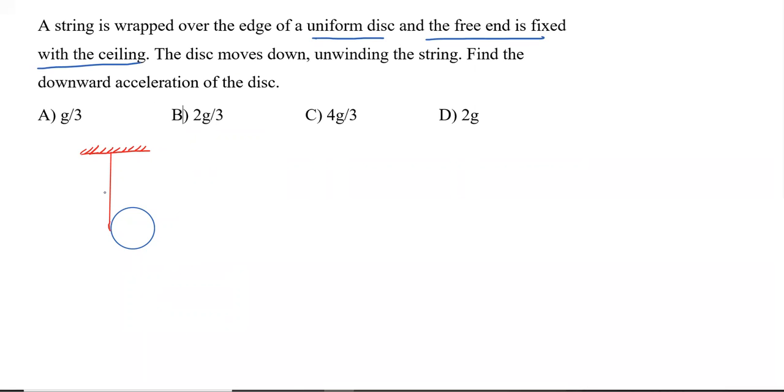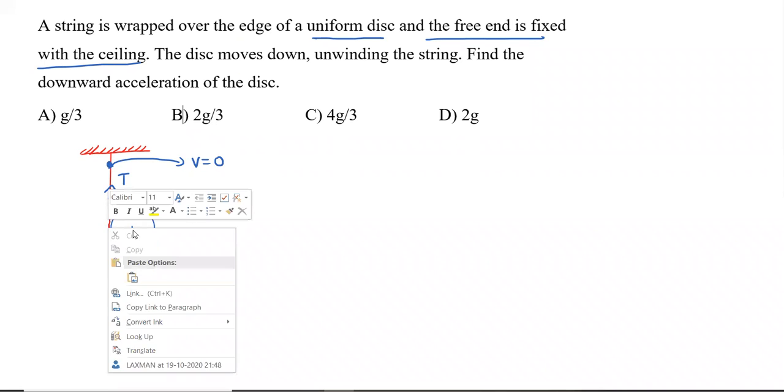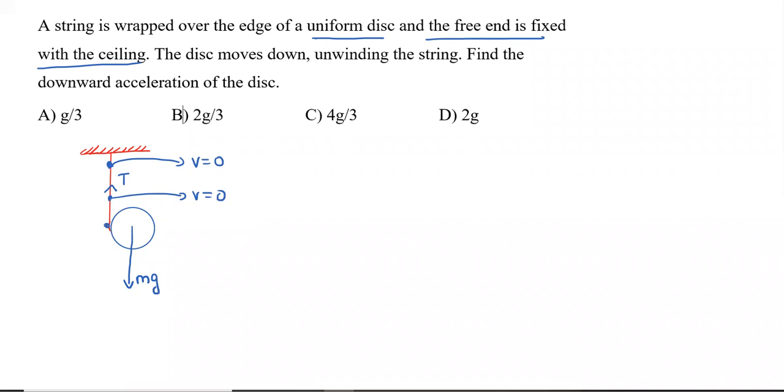During this process, tension is acting in the upward direction. We have gravitational force mg downward. It's a disk. And if you see, this point of the string is not moving. Why is this point of the string not moving? Because it is attached to the ceiling. Hence this point has zero velocity. If this point of the string has zero velocity, even this point will have zero velocity. Even the point which is just touching the pulley also has zero velocity.